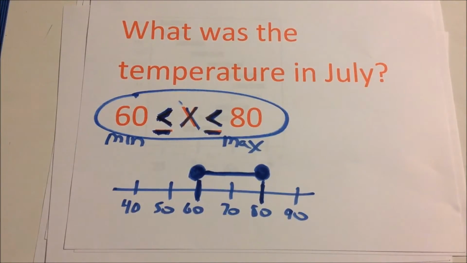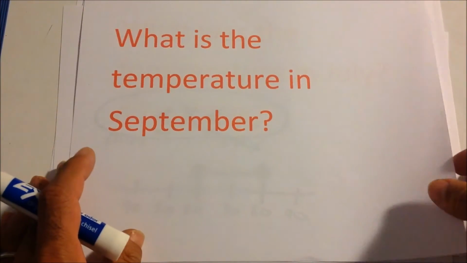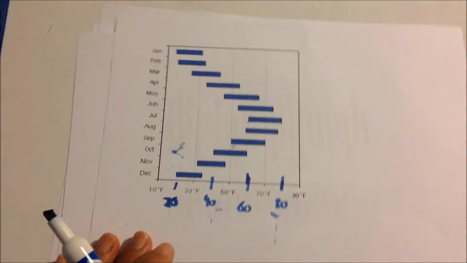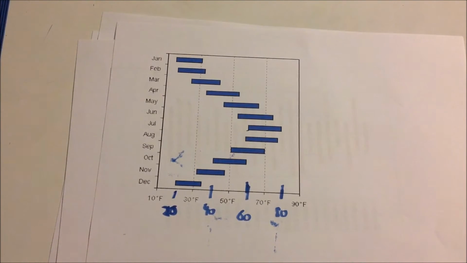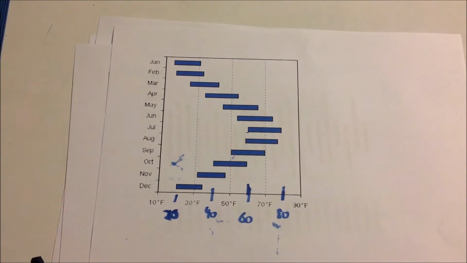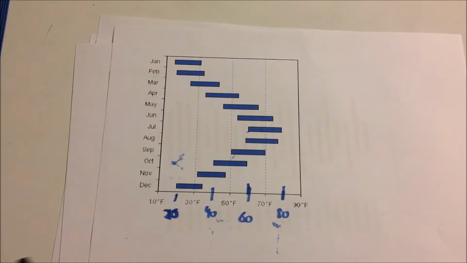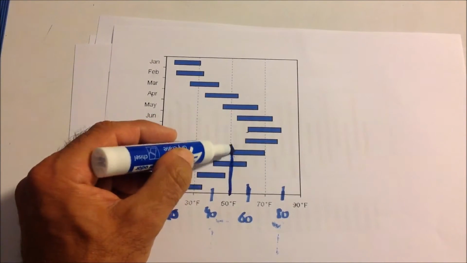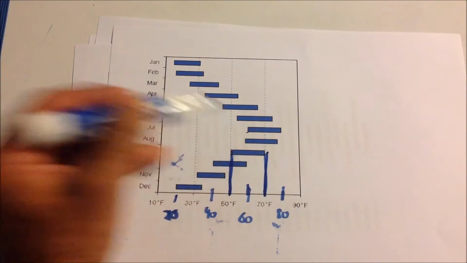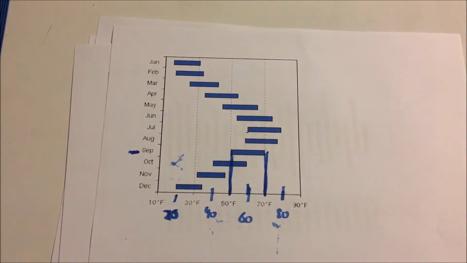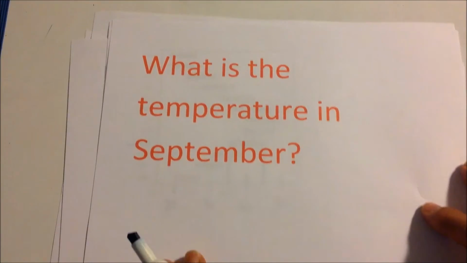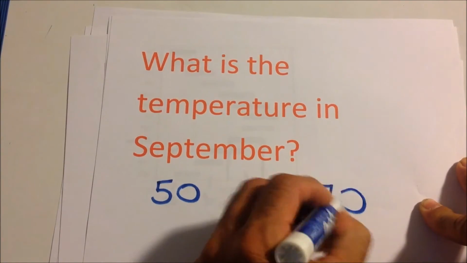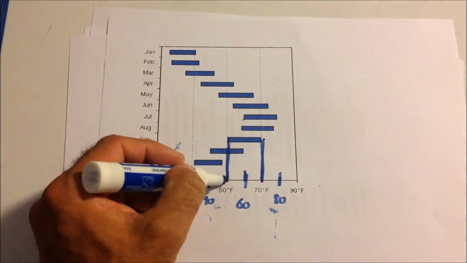So now I can ask you a question, you can do the same thing. What was the temperature in September? So let's go back to the graph. Here's the graph. Find September and write an inequality statement. Okay, so you can see in September, we have a 50 degree minimum and a 70 degree maximum. So how would you write that? So we're going to say the temperature, and we can use X, and we have a 50 degree and a 70 degree. Double check that, right? 50 and 70.